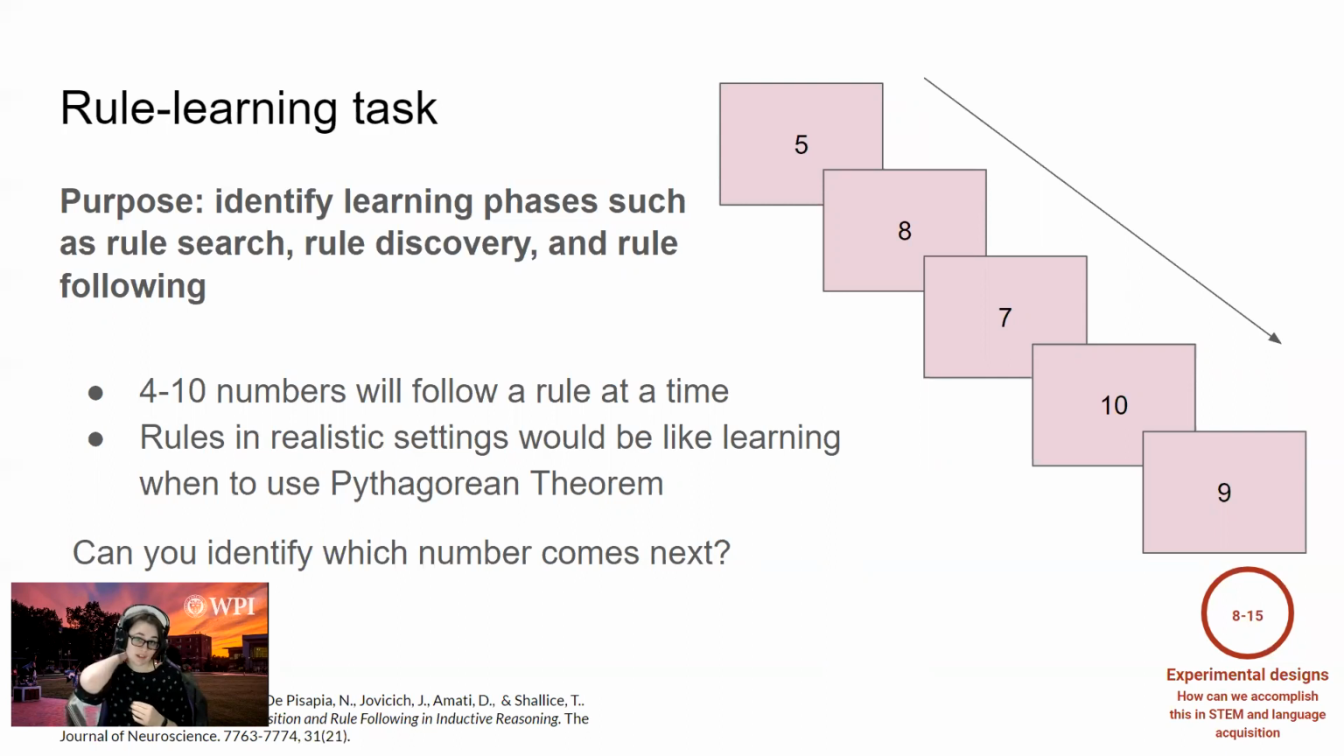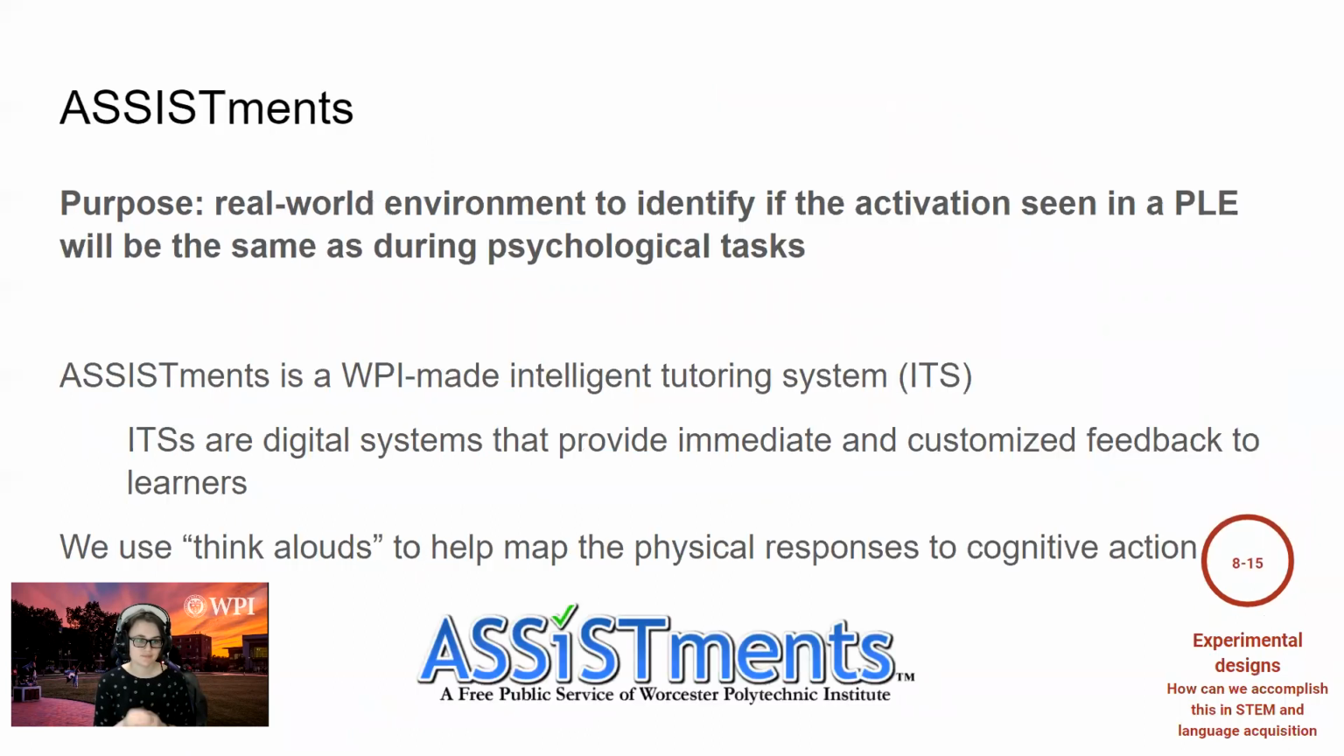There's an example on the right of what the participants may see and try to figure out what rule it is following right now. Pretty much the numbers will show 4 to 10 in sequences, and that will follow a rule at a time, and then it'll switch to a non-rule phase that's just random numbers showing up. In a realistic setting, you go through a couple of problems where you see a triangle with a missing side, and you eventually learn, hey, I have two sides, it's a right triangle. This is the Pythagorean theorem. So if anyone wants to say what that number is, feel free.